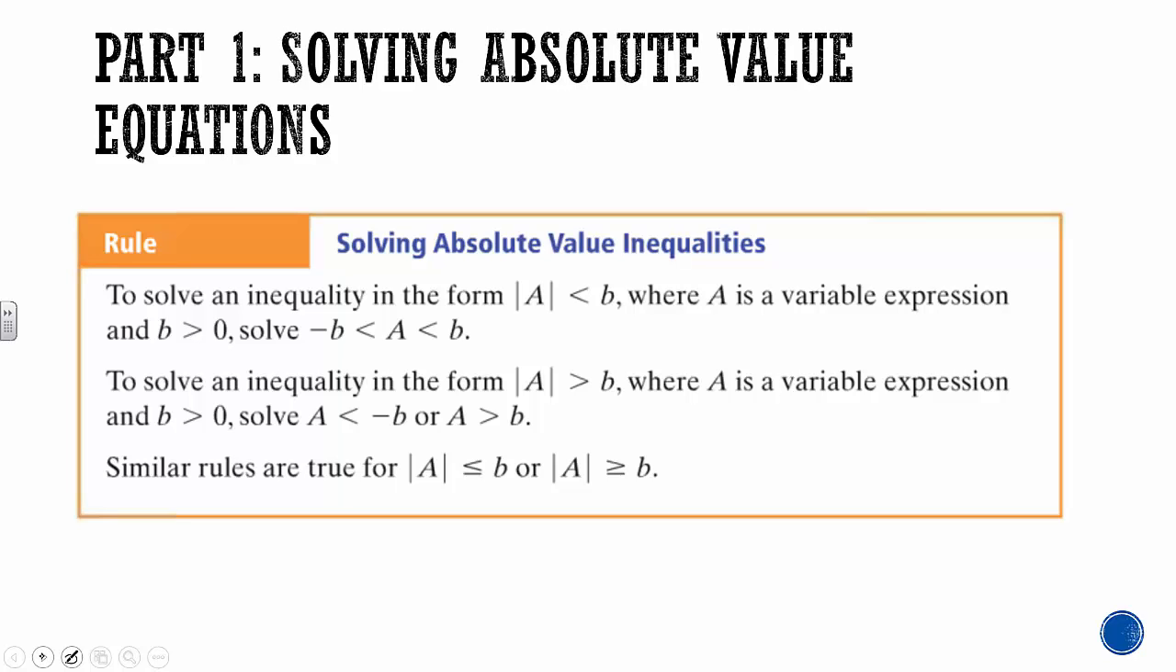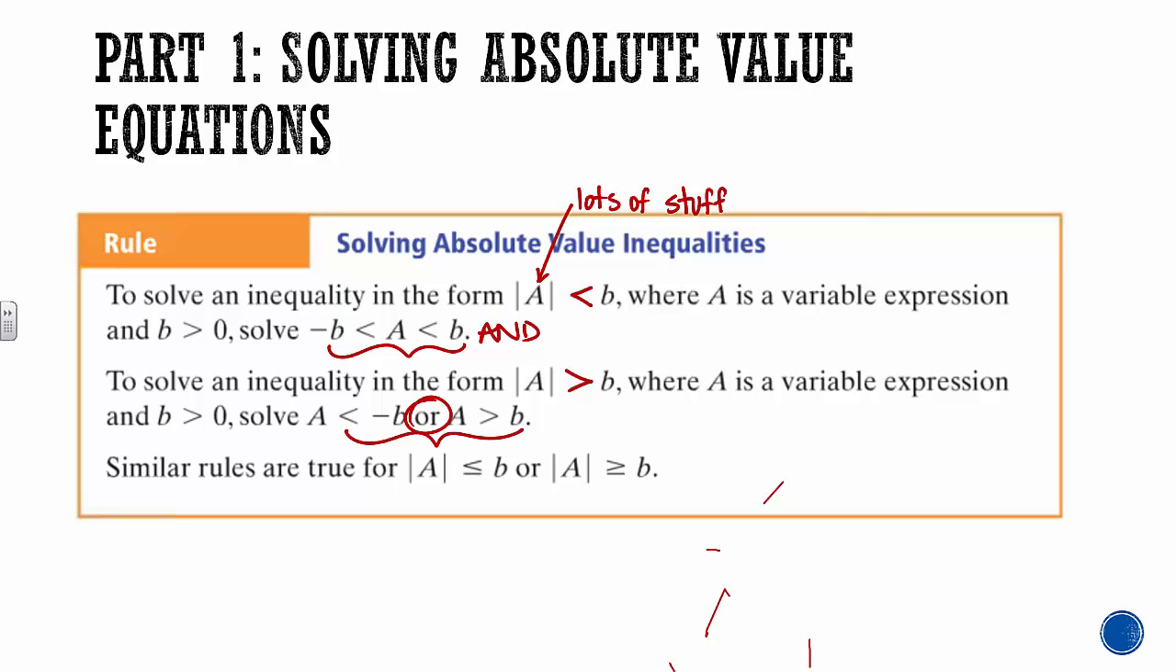So here's that rule. It says to solve an inequality in the form the absolute value of A is less than B, where A is a variable expression. So remember, that just means this can be lots of stuff. It could just be an x, or it could be like 2x plus 26 or something. Whatever's in there, if you have a less than, it's an and compound inequality. And then it says the same thing, but if it's a greater than symbol, it's an or inequality. And then remember, if you have the equal to, it's exactly the same rule. Just follow one of these.